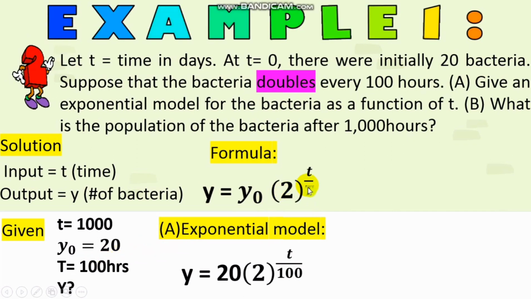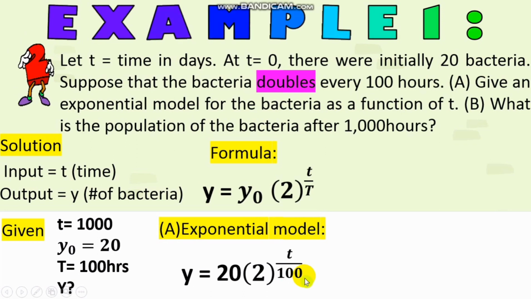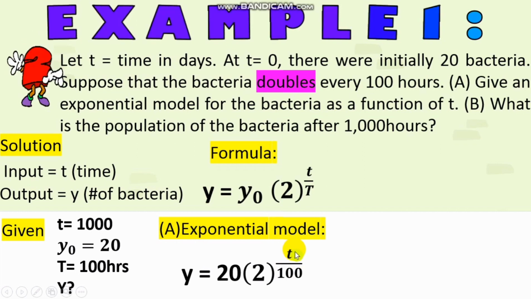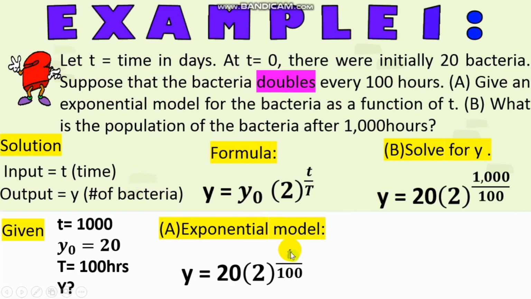Ito siya, 1,000 hours. Over 100, yung capital T natin ay, ito naman yung time with respect to the given rate na doubles. Okay? So, 100, dumodoble every 100 hours. So, over 100. Ayan. Okay? So, ma'am, pwede bang exponential model natin y is equal to 20 times 2 raised to 1,000 over 100? Pwede rin naman. Pero para for uniformity sake, gamit ka muna ng small letter t over 100 to see na ito yung magiging input mo, t, at saka ito naman yung magiging output natin na y.